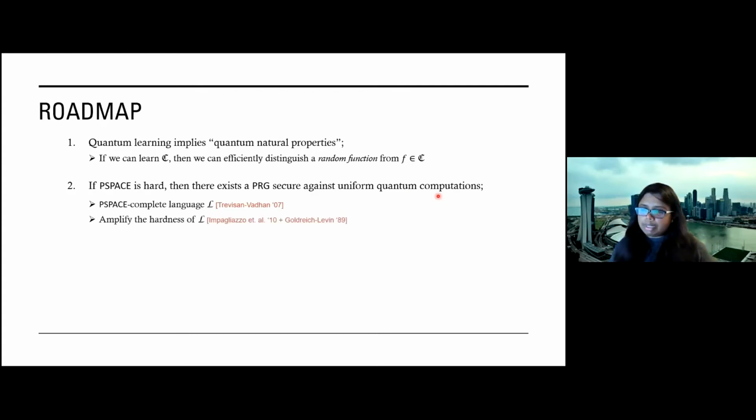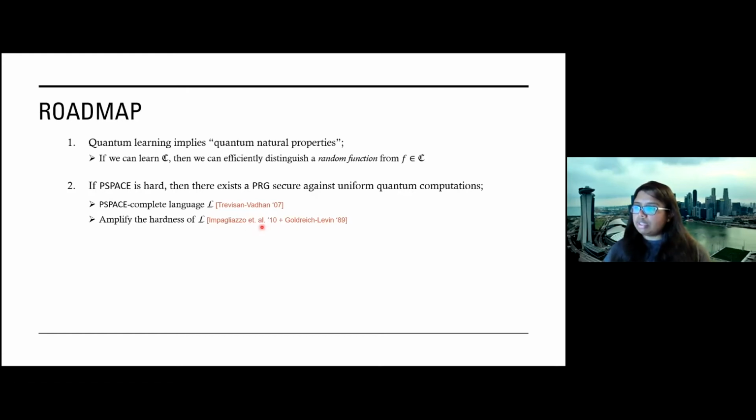This language may be mildly hard. It's not too hard for us, so it may not be interesting to get a PRG out of it. So first we want to somehow amplify the hardness of this language so that you can maybe extract more randomness out of it. And we do that using a result of Impagliazzo et al. and Goldreich and Levin. The Goldreich-Levin result can be thought of from the cryptographic sense as working on what is known as a hardcore bit, for people familiar with the concept.